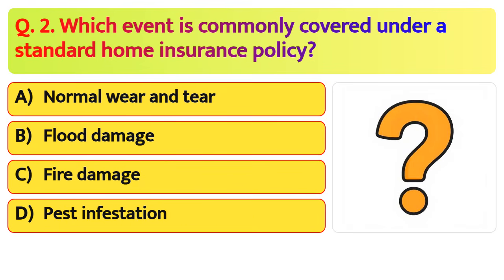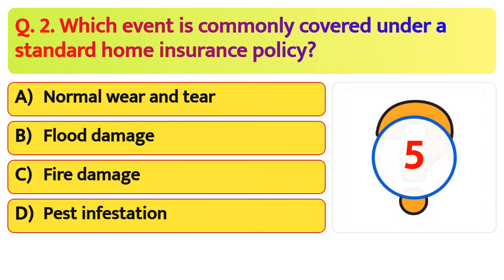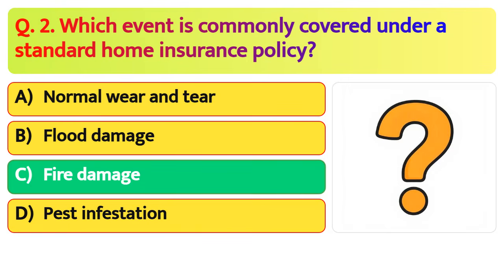Question 2. Which event is commonly covered under a standard home insurance policy? Option A. Normal wear and tear. Option B. Flood damage. Option C. Fire damage. Option D. Pest infestation. Correct option is fire damage.